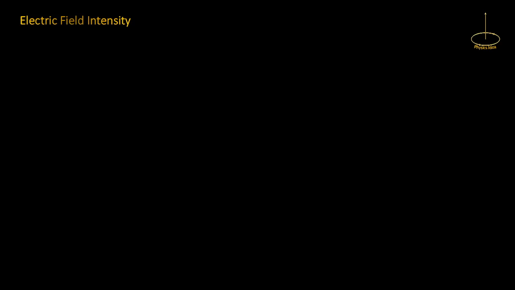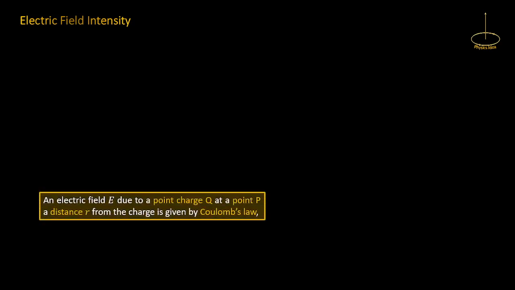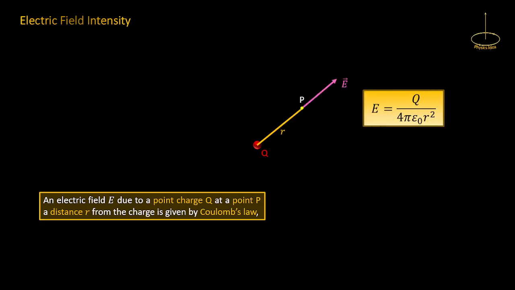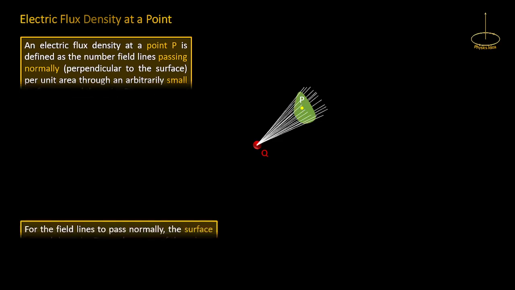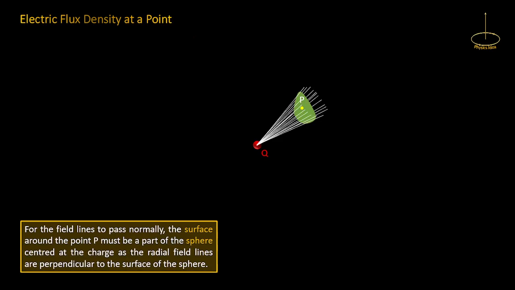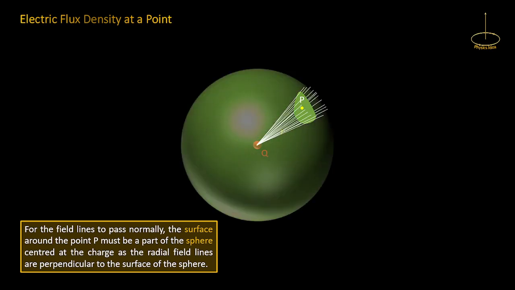Electric field intensity. An electric field E due to a point charge Q at a point P, a distance r from the charge, is given by Coulomb's law. An electric flux density at a point P is defined as the number of field lines passing normally, that is perpendicular to the surface, per unit area through an imaginary small surface around point P. For the field lines to pass normally, the surface around the point P must be a part of the sphere centered at the charge, as the radial field lines are perpendicular to the surface of the sphere.